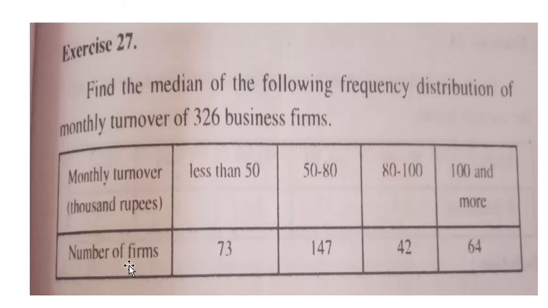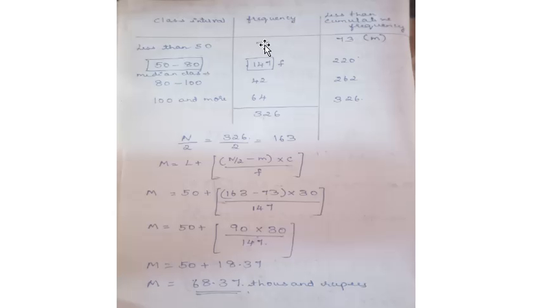Frequency is as given in the second column, number of firms: 73, 147, 42 and 64. Write the same here. Next, less than cumulative frequency. The first number you write as it is, then go on adding the numbers. 73 write as it is. Next, 73 plus 147, 220. 220 plus 42, 262. 262 plus 64, 326.